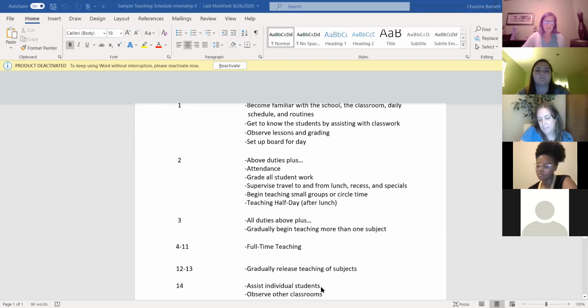And then weeks 12 and 13, you're going to do the opposite. Start scaling back. If you were teaching all day, maybe just teach the afternoon and then let your supervising teacher take reading and language arts back over, or math or whatever. And then slowly release your responsibilities back to the supervising teacher.